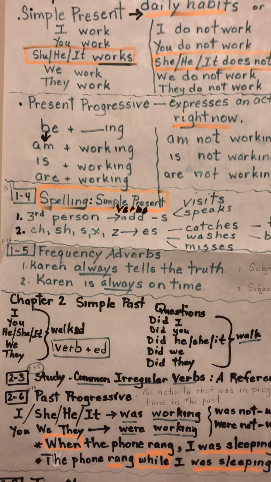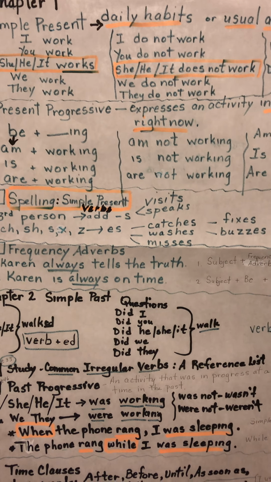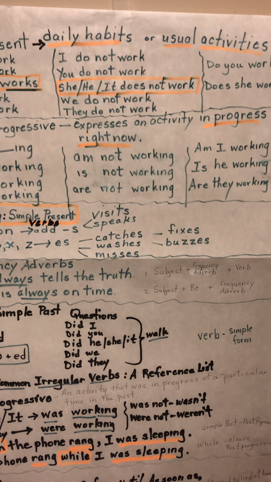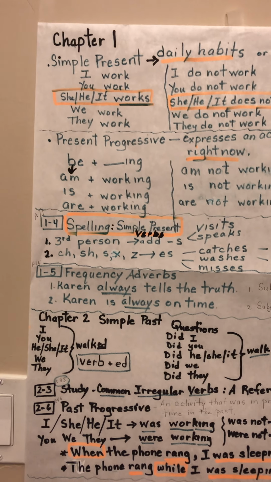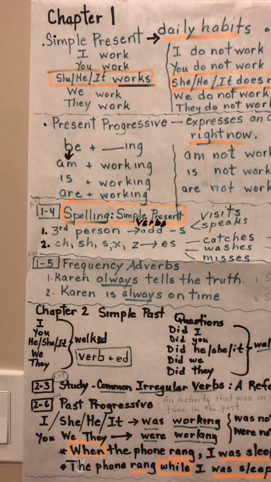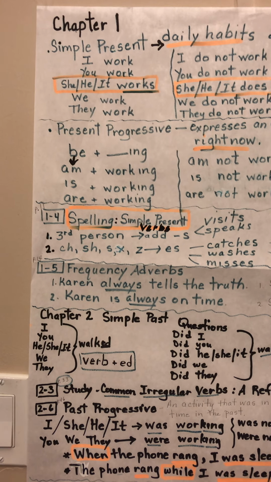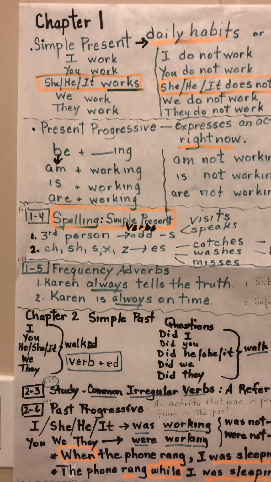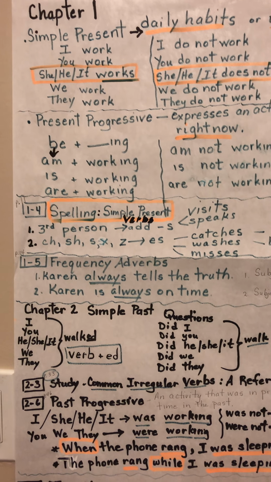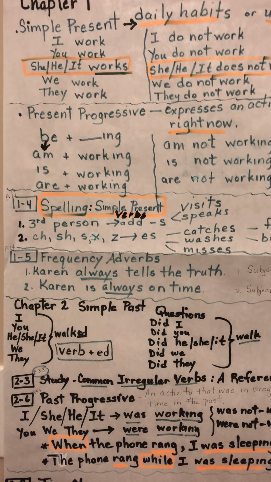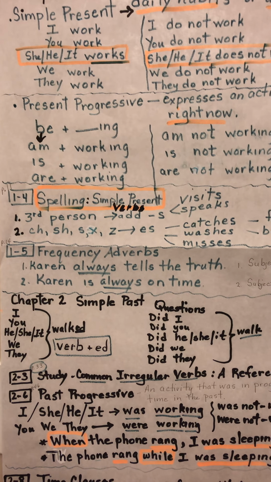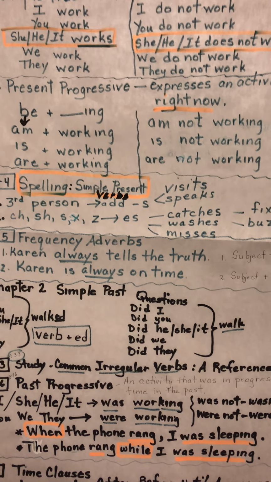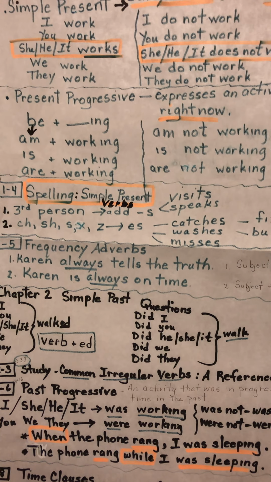All right, let's go into the present progressive. The present progressive is used to express an activity that is in progress right now. How do we form the present progressive? We start with the be verb, and then we add the main verb with ing. For example, when we talk about the be verb, we're talking about am, is, or are. The main verb is work. We add ing to it. So it's am working, is working, are working.